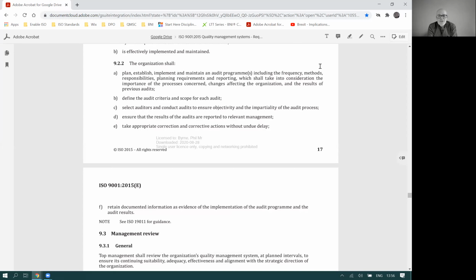The organization shall: A, plan, establish, implement and maintain an audit program, including the frequency, methods, responsibilities, planning requirements and reporting, which shall take into consideration the importance of the processes concerned, changes affecting the organization, and the results of previous audits.